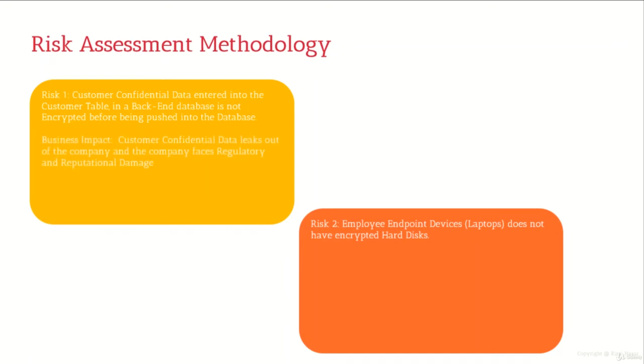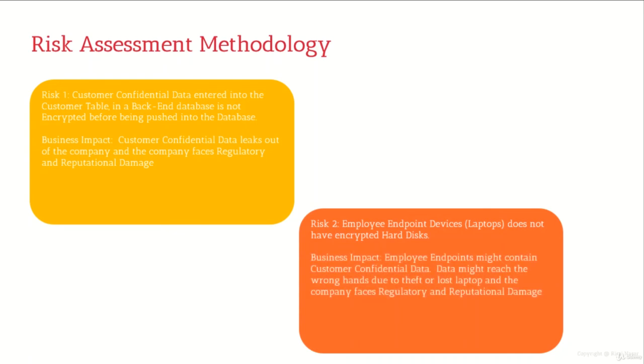Now, the business impact due to the first risk scenario is that because the confidential data is not encrypted, it gets to the wrong hands and leaks out of the organization, and the organization faces regulatory and reputational damage. Whereas the business impact in the second risk scenario is that employees misplace the laptops or the laptops get stolen, and because the laptops contain confidential data, the confidential data leaks out to the public and the company faces regulatory and reputational damage. Now, we can see that both the business impacts are similar in nature.